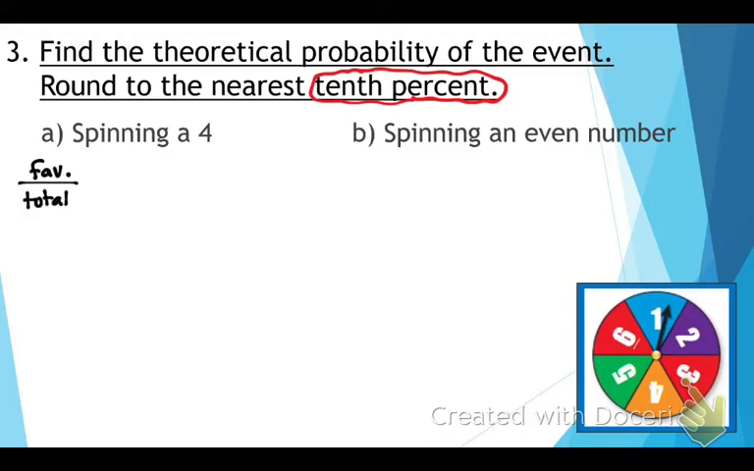As I looked at what many people did, they saw that it said spinning a 4. So this is what they wrote. Oh, favorable. I'm looking for a 4. And then they saw total. Oh, looking over here, there are a total of 6 numbers. So they said 4 out of 6. Raise your hand if you can explain to me what is wrong with this. What did they do wrong?